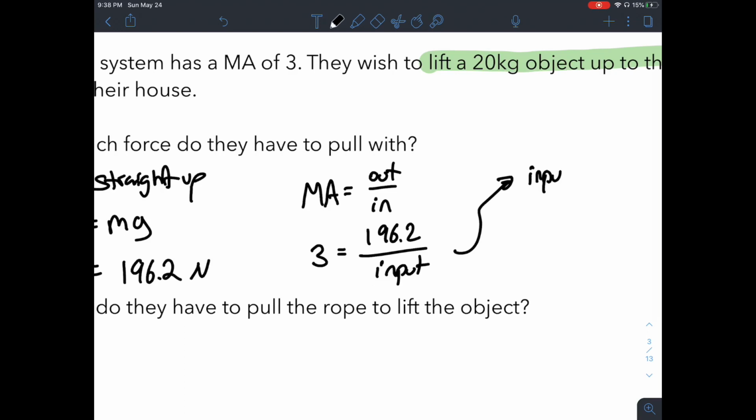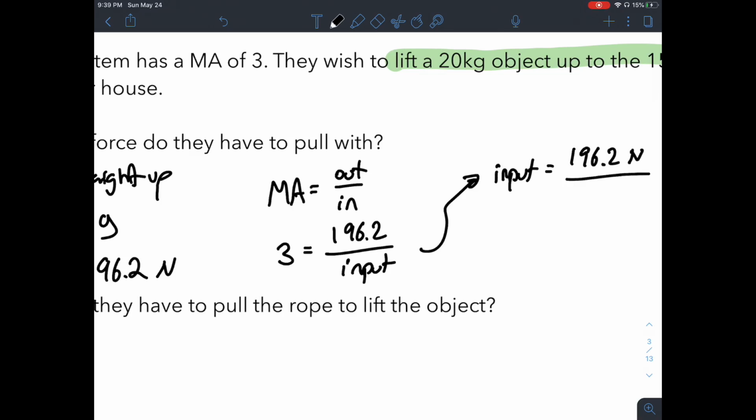Well, the input force is going to be 196.2 newtons, again keeping the units consistent, divided by our mechanical advantage of 3. 196.2 divided by 3, we only actually have to push or pull with 65.4 newtons. So we've decreased the amount of force by a factor of 3.